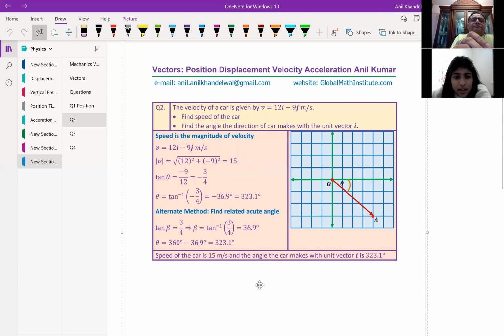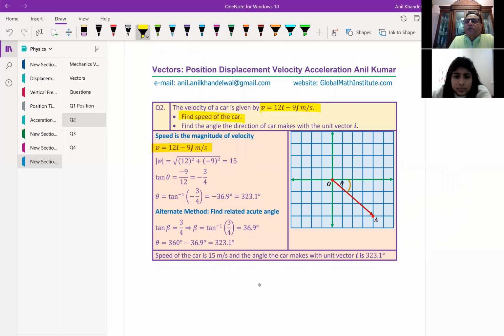The velocity of a car is given by v equals 12i minus 9j meters per second. Find the speed of the car, then find the angle the direction of the car makes with the unit vector i. Perfect. Now, to find the speed, basically you have to find the magnitude. That is what speed is.